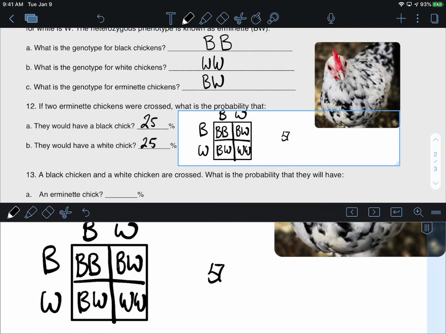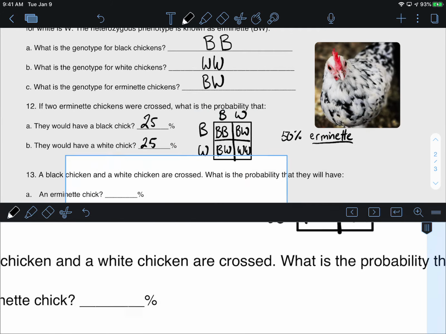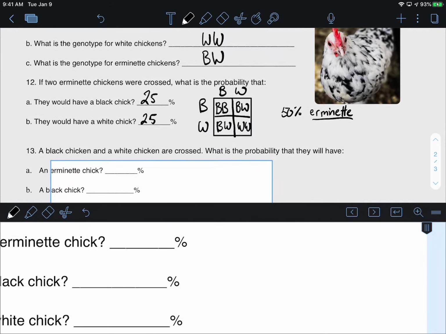So I don't know. It's sort of an economic question. Are erminette chickens worth more or worth less? Because you can't just breed them purely like you could with black chickens or white chickens. Black chickens, you could just take a bunch of black chickens and cross them and keep getting black chickens. You have to engage in a special breeding program to get the erminette, where 50% of your chicks are not the color you want. I guess you could trade them with somebody maybe.